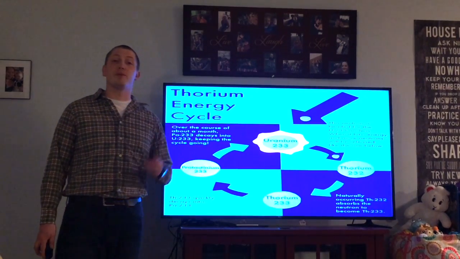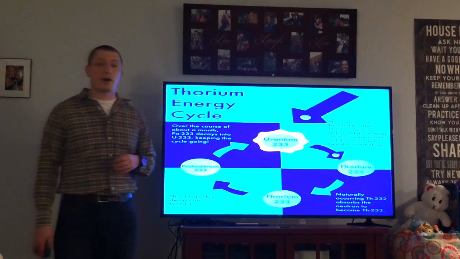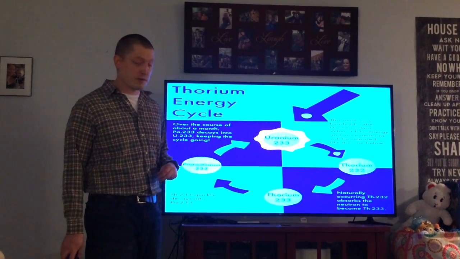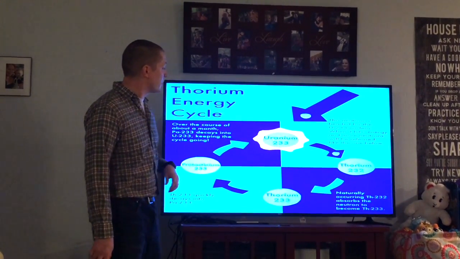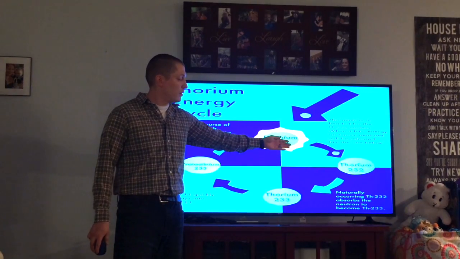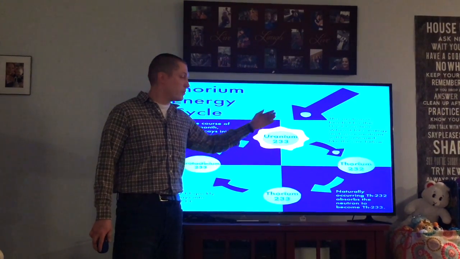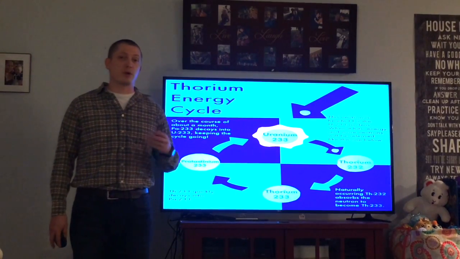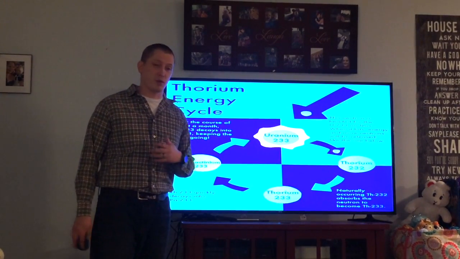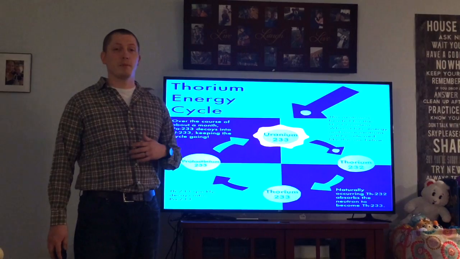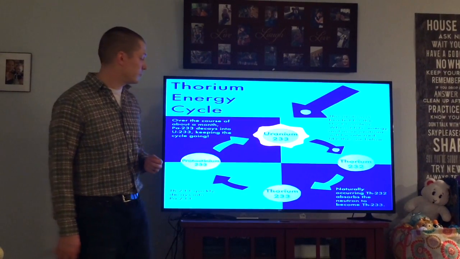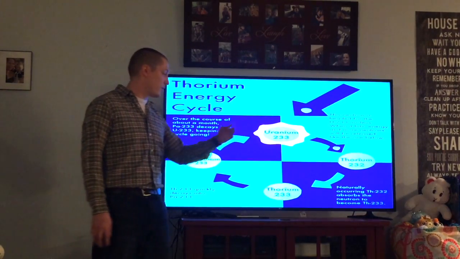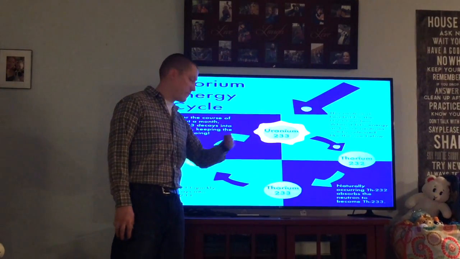Now we're going to look at the thorium fuel cycle. First, you start off with one of these fission materials, most likely uranium-235, fissioning, and it will produce neutrons that will be absorbed by our thorium-232. Thorium-232 is the only natural isotope of thorium found in nature. This thorium-232 absorbs a neutron and becomes thorium-233.